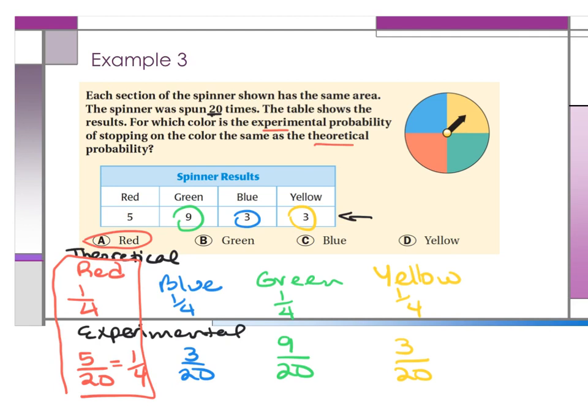Now again, remember there are different factors that could influence these results. Maybe this spinner wasn't sitting on a flat table, and then maybe it was leaning towards the red, and maybe that's why it was the same. Or maybe it was leaning more towards the green. That's why the green had a higher number. So again, there will be different factors that could influence the results when it's experimental.